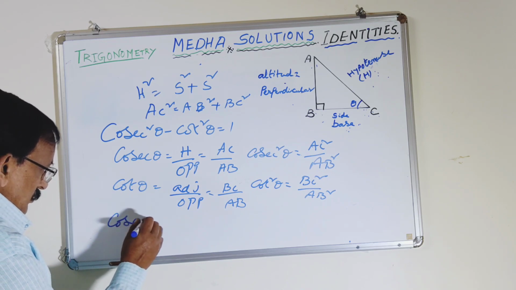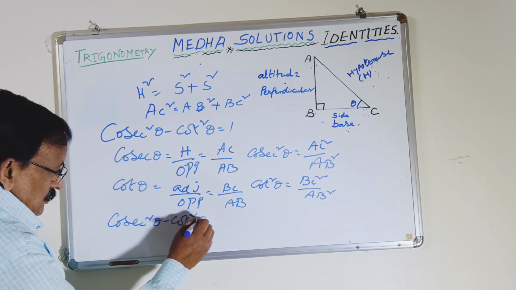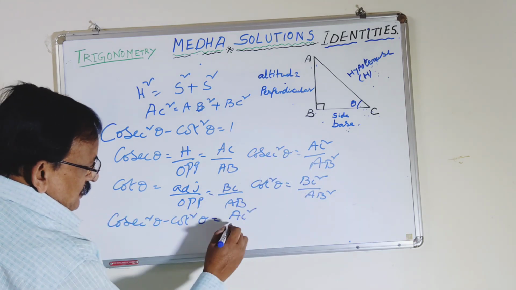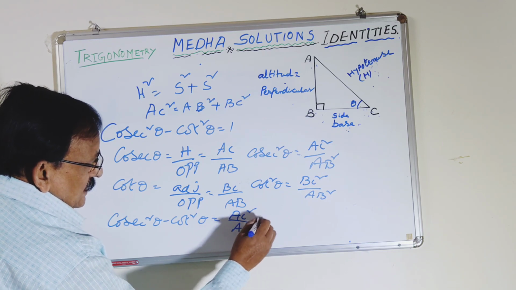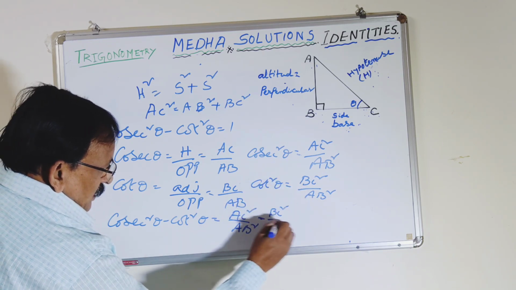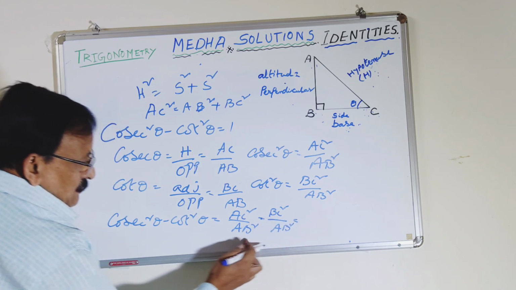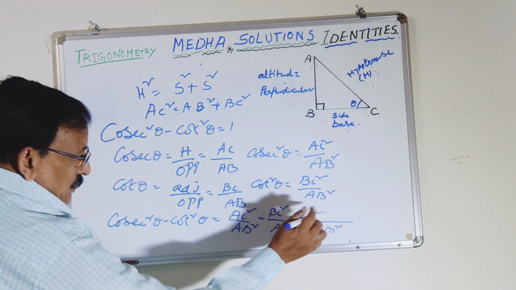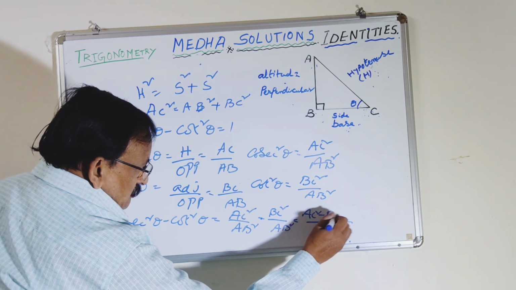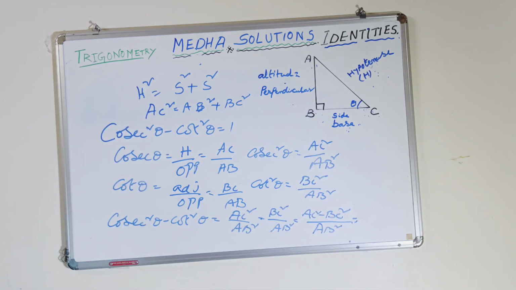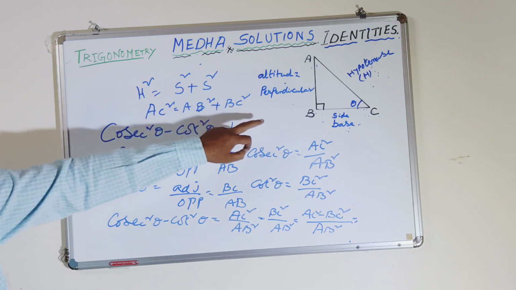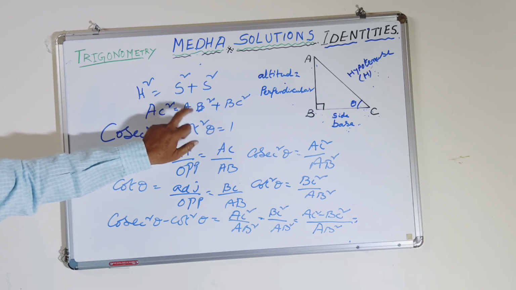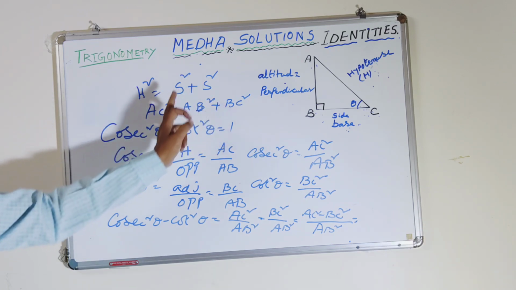Cosec square theta minus cot square theta is equal to AC square by AB square minus BC square by AB square. Again the denominators are the same, AB square is the LCM, so we copy it here: AC square minus BC square. Now what is AC square minus BC square? As per Pythagoras, transposing BC square, you get AB square. So AC square minus BC square is equal to AB square.